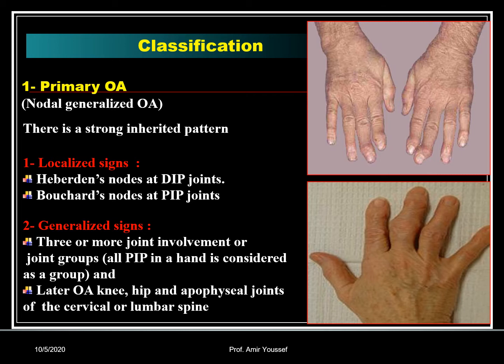Generalized signs, 3 or more joint involvement or joint groups. All PIP joints in a hand are considered as a group, and later OA of the knee, hip, and apophyseal joints of the cervical or lumbar spine.